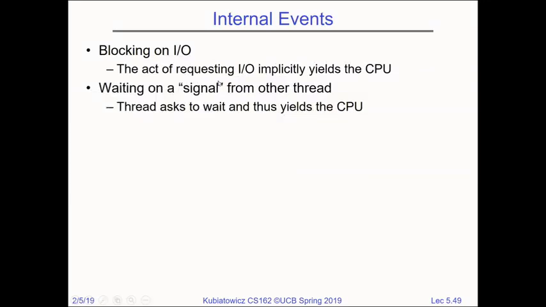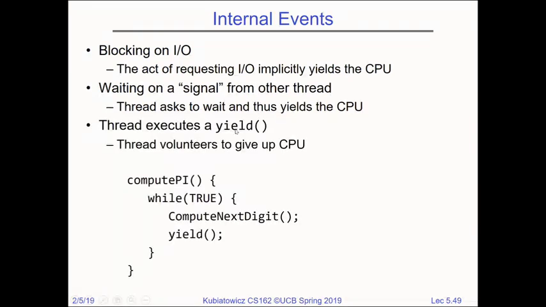Waiting on a signal from another thread, like waiting until I get a SIGINT or some other user 2 signal, is basically like yielding. Or the thread executes yield. Here is an example of how you might compute pi on one of those early systems and still allow the windows to refresh. You'd say while true, compute the next digit, and then yield. If you did that properly, then maybe your windows would keep working. Does anybody know why this is still bad? Well, the infinite loop thing, pi being an infinite number of digits. Okay. What else? If I'm using this so that it will play well with others, why does this code still not play well with others even though it yields?